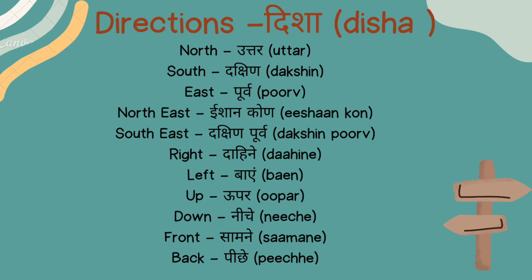Let's quickly recap what we've learned so far. North, Uttar. South, Dakshin. East, Purv. Northeast, Ishan Kon. Southeast, Dakshin Purv. Right, Dahine. Left, Baayein. Up, Upar. Down, Niche. Front, Samne. Back, Piche.